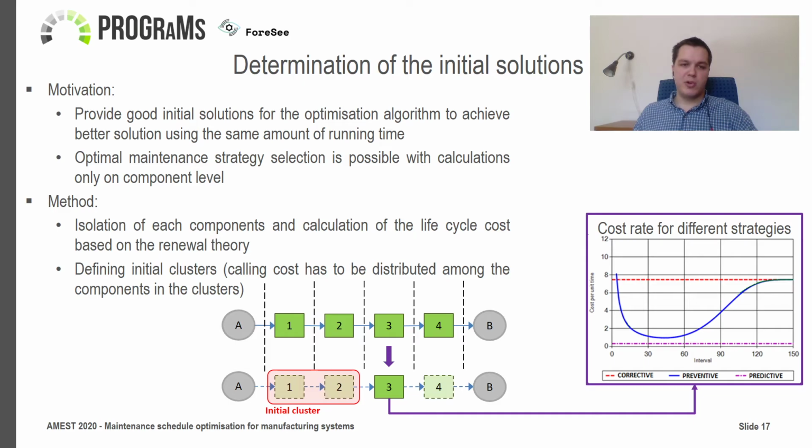With a simplified model, the optimal maintenance strategy can be selected with analytical computations on component level. Although this is not sufficient for final results, it can serve as a starting point of the optimization. Based on the individual prevention intervals, the initial maintenance clusters can be formulated using analytical calculations as well.